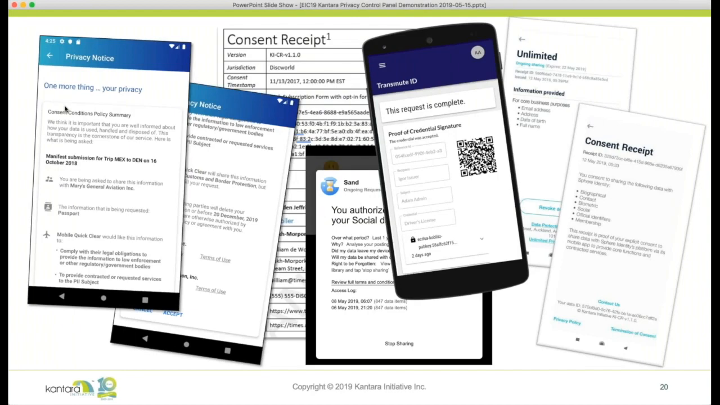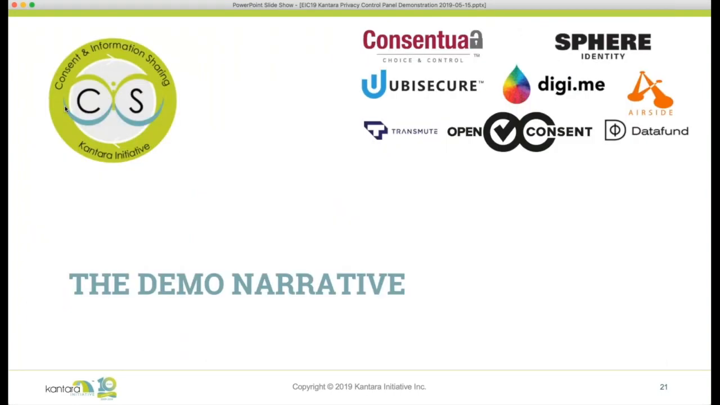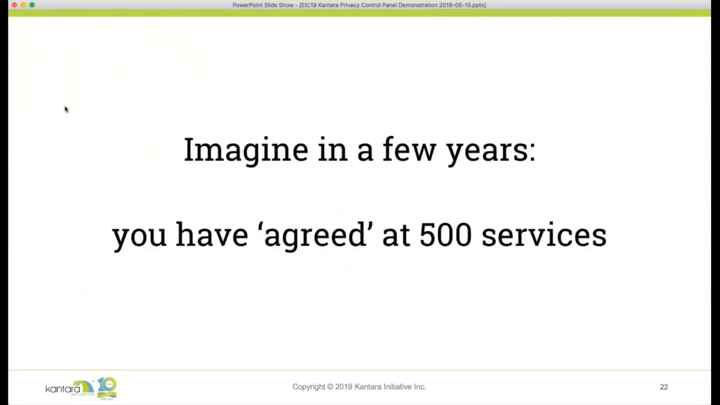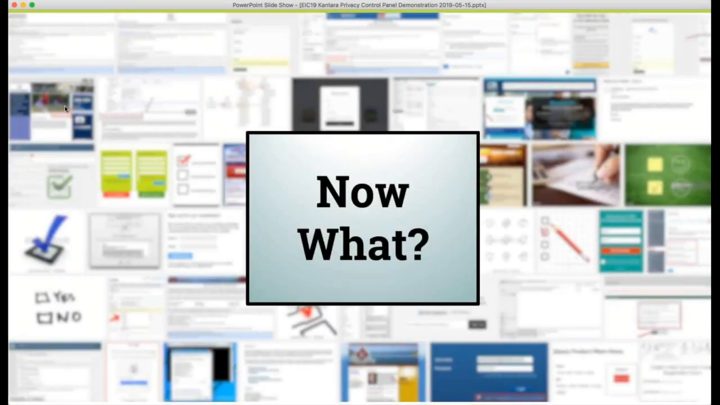What does a consent receipt look like? Well, these are actual implementations of Kantara consent receipts in some of our products, some of our workgroup participants' products. Okay, so let's talk about the demo. So let's set up a scenario. It's a few years from now, and you're a very, very minimal internet user. Like you go on maybe once a month, and you've agreed at 500 services for data processing. Now what do you do?